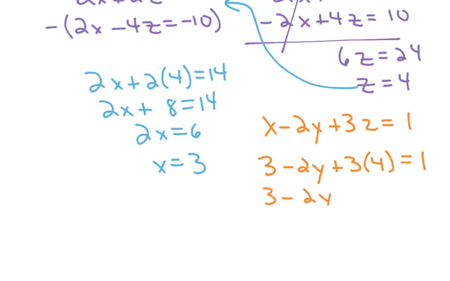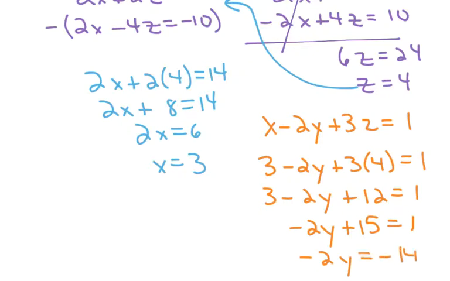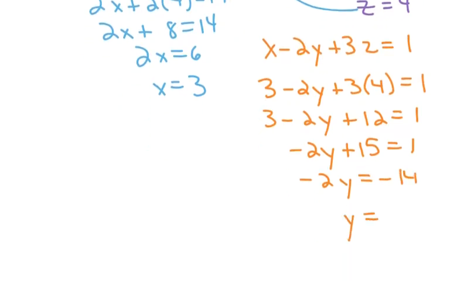3 minus 2y plus 12 equals 1. Negative 2y plus 15 is equal to 1. So negative 2y is equal to negative 14, and y equals 7. So my ordered triplet is 3, 7, 4.